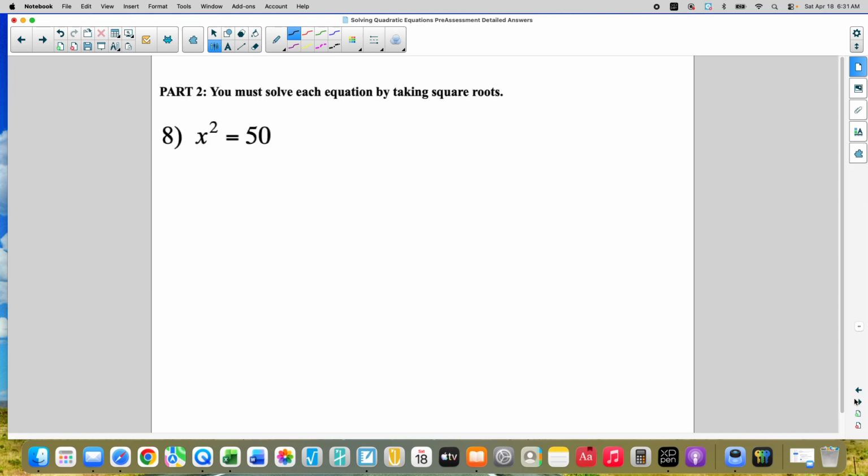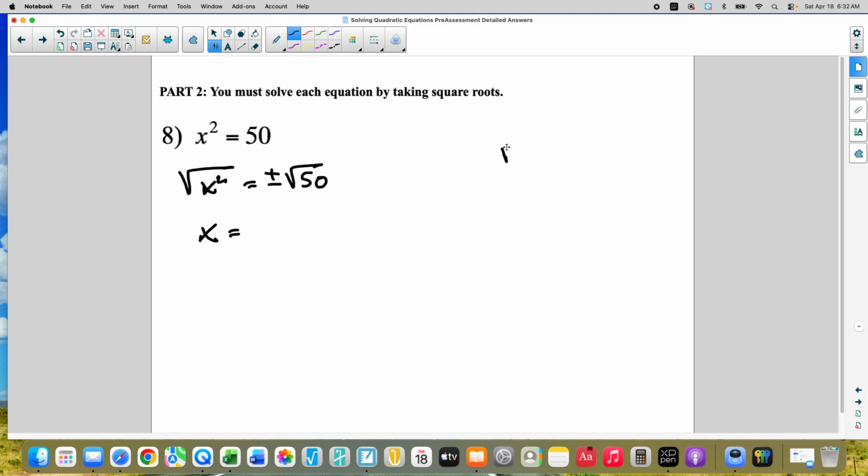Not much better. All right, part 2, you must solve each equation by taking square roots. So we have to isolate the squared value. And what gets rid of a square is a square root. Yes, so we'll take the square root. Whenever we take the square root of a variable being squared, we must introduce plus minus, because the plus value squared and the negative value squared will give you the same solution, same product. So square root and a square cancel, leaving us with x.